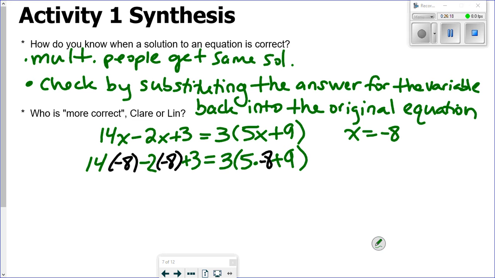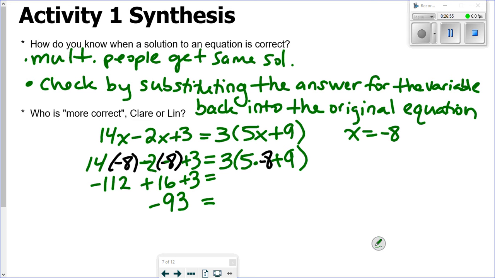On the left side, I'm going to take 14 and multiply it by -8. Feel free to use your calculator and check this work with me. And I get -112. I'm then going to do -2 times -8, and I get a positive 16. Because remember, a negative times a negative makes a positive. Plus 3. I'm going to then continue on the left-hand side and do -112 plus 16 plus 3 in my calculator, and I get -93 on the left-hand side of the equation.